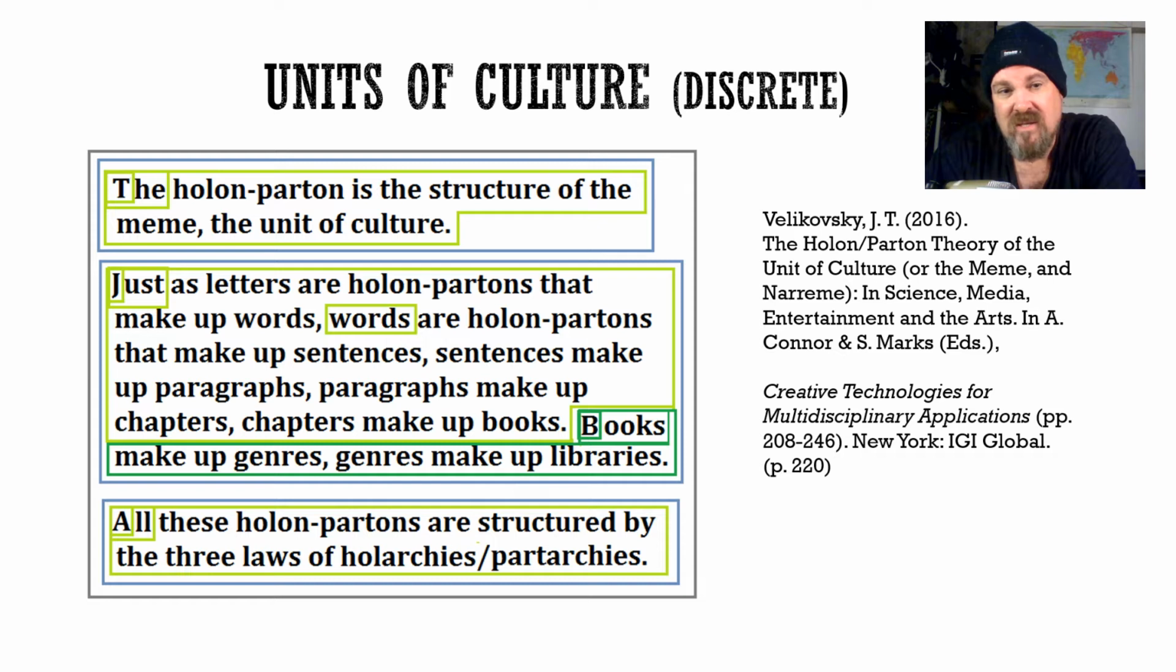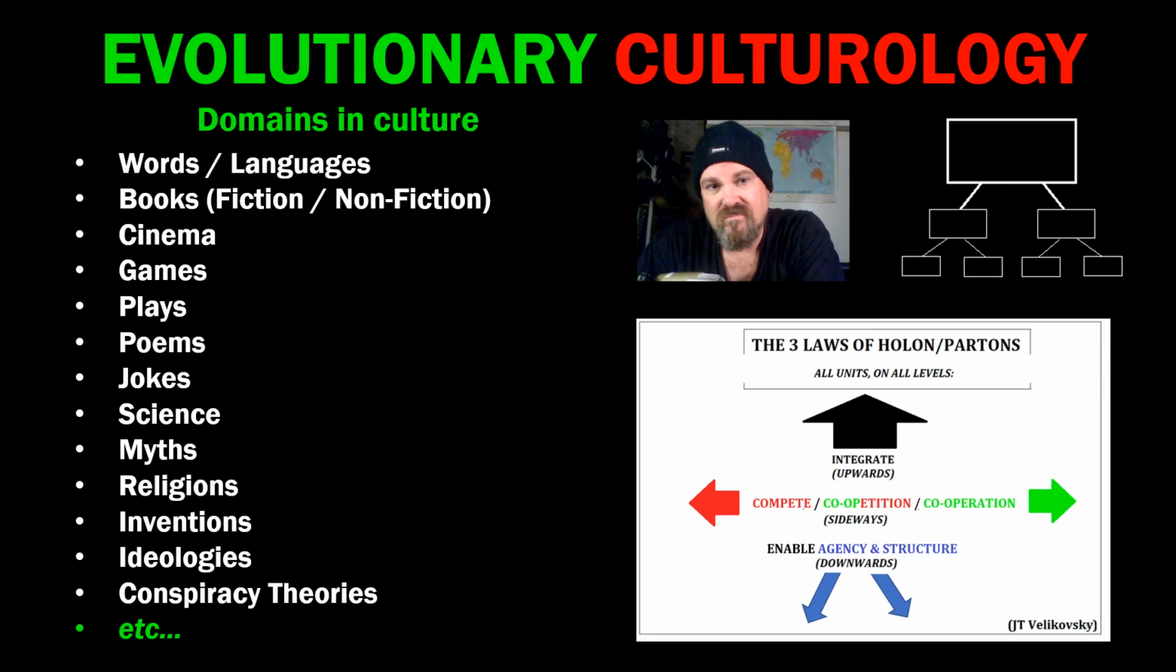So here's an example looking at letters, words, sentences, and paragraphs. Noting how the 3 laws apply there in culture. And so this is the 3 laws applied to various domains in culture. This is what's coming in the book, P3 of EC, an examination of these different domains analysed as hold-on partons, parts and wholes at the same time.